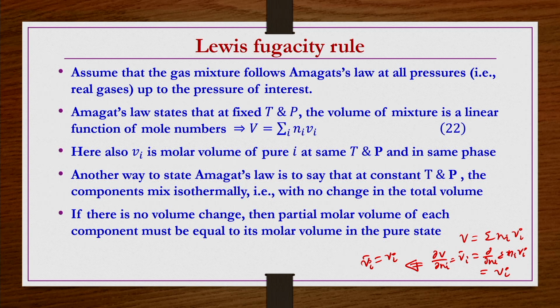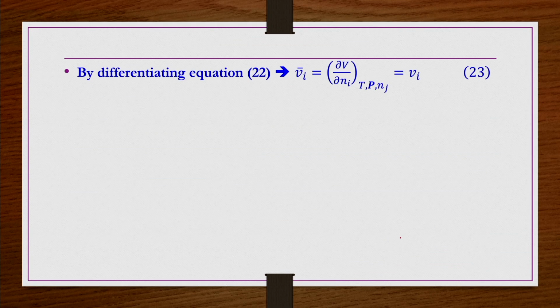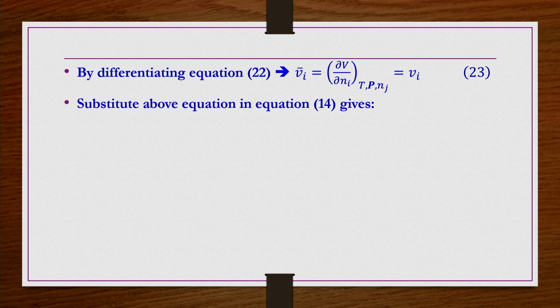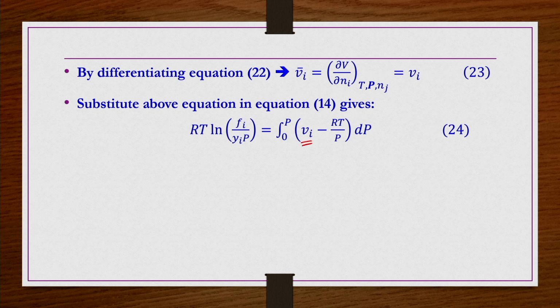That means Vi bar is nothing but vi, that is, the partial molar volume is nothing but the molar volume of that particular component. So, this we make use of in equation number 14, right. Equation number 14 is RT ln(Fi/yiP) = integral from 0 to P of (Vi bar − RT/P) dP. So, in place of Vi bar, now we can write vi, because capital V = Σ ni small vi.